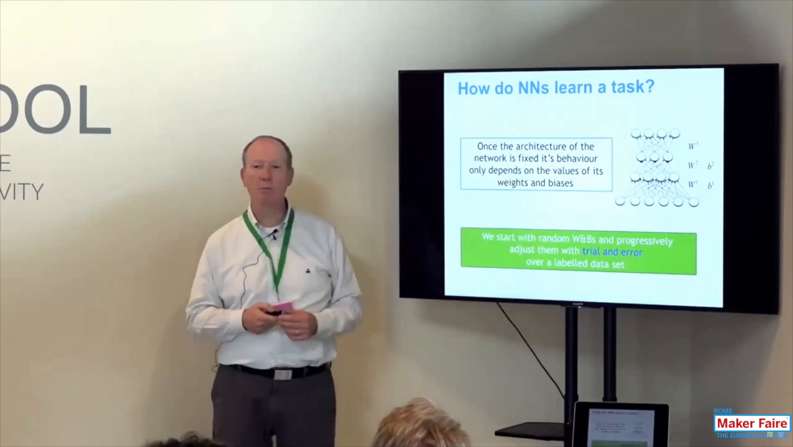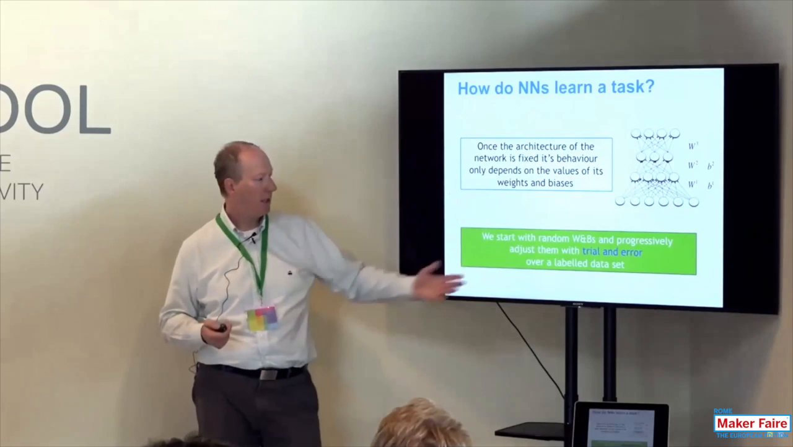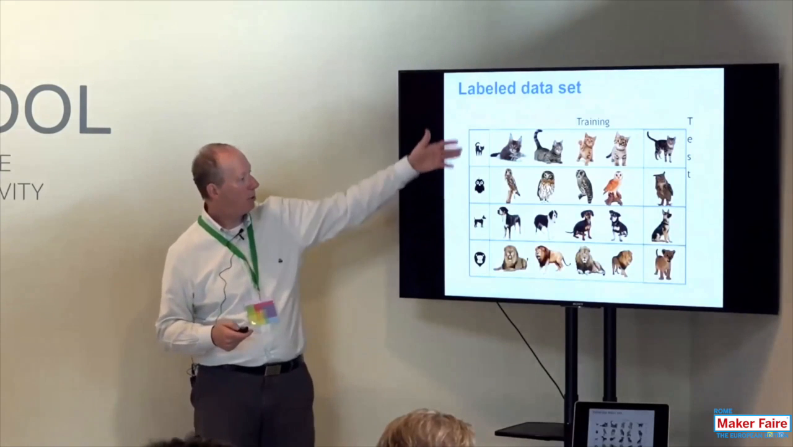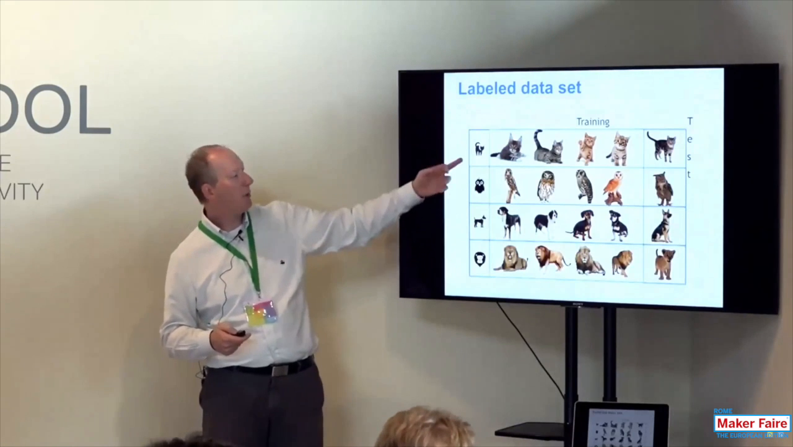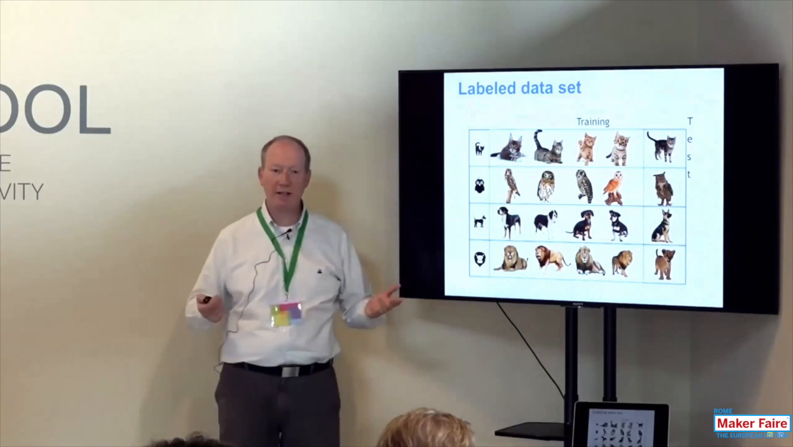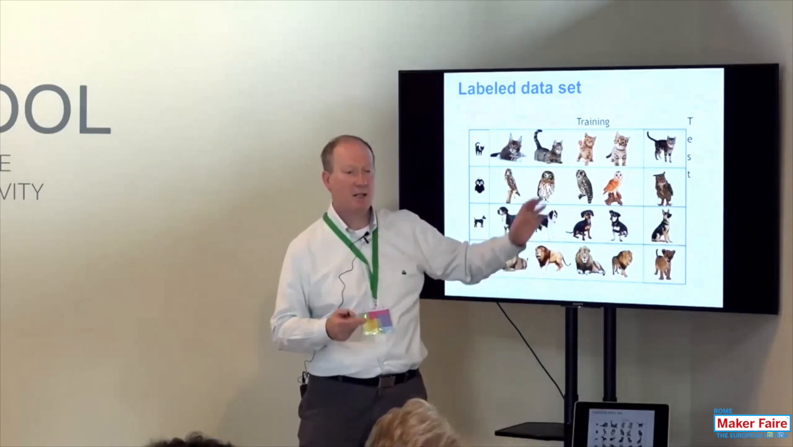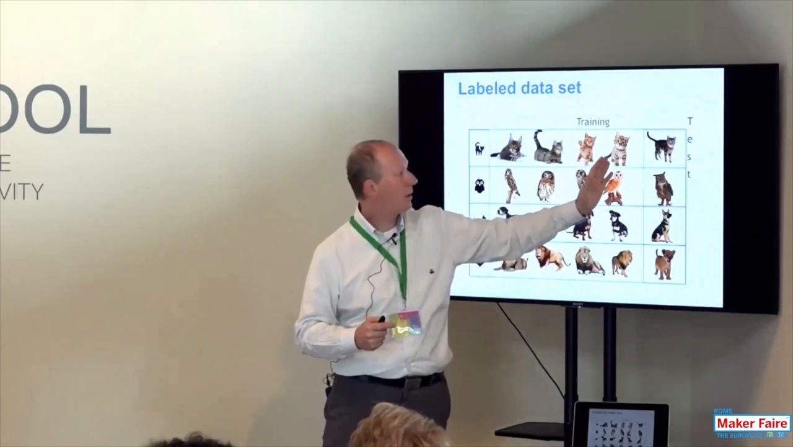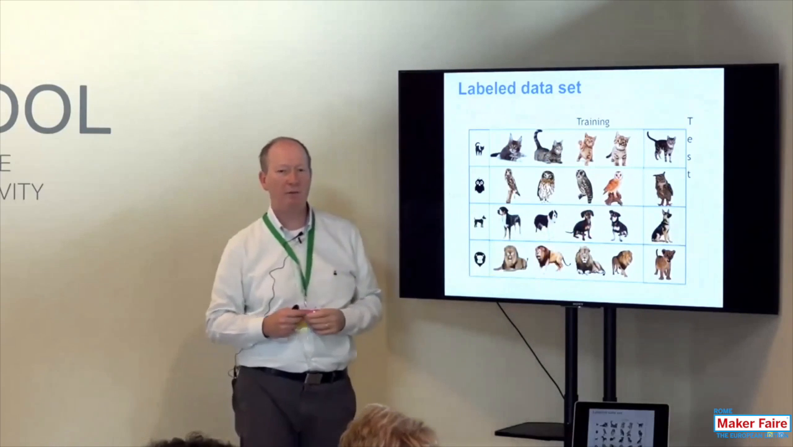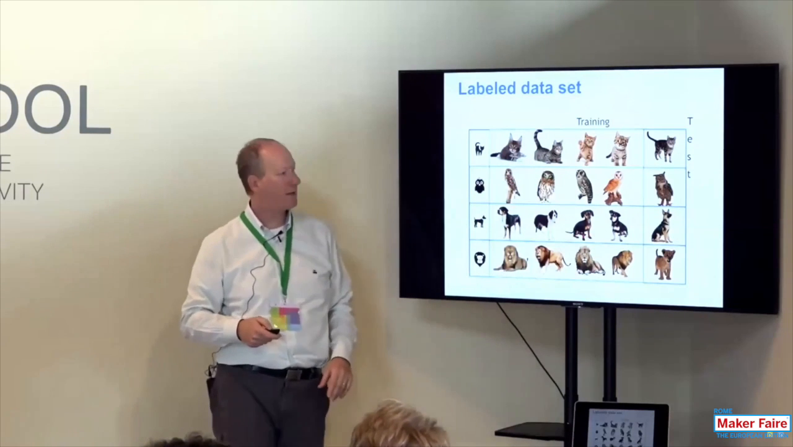So we start with some random weights and biases and progressively adjust them by trial and error over a labeled data set. So we need a labeled data set. A labeled data set is something like this. For each class we have examples, correct examples. Ideally, we split the data into training and test. We keep something out from the training data for verification of whether we have learned something, while we use the training data to learn weights and biases.